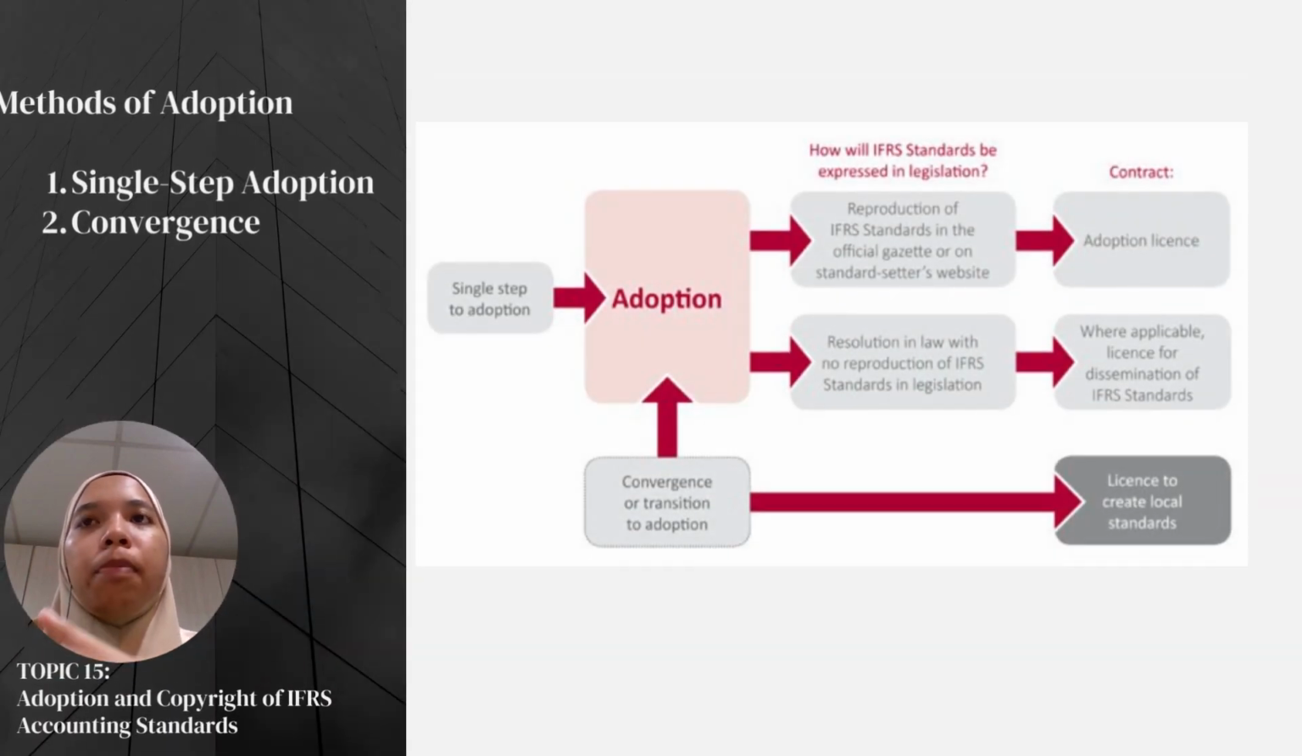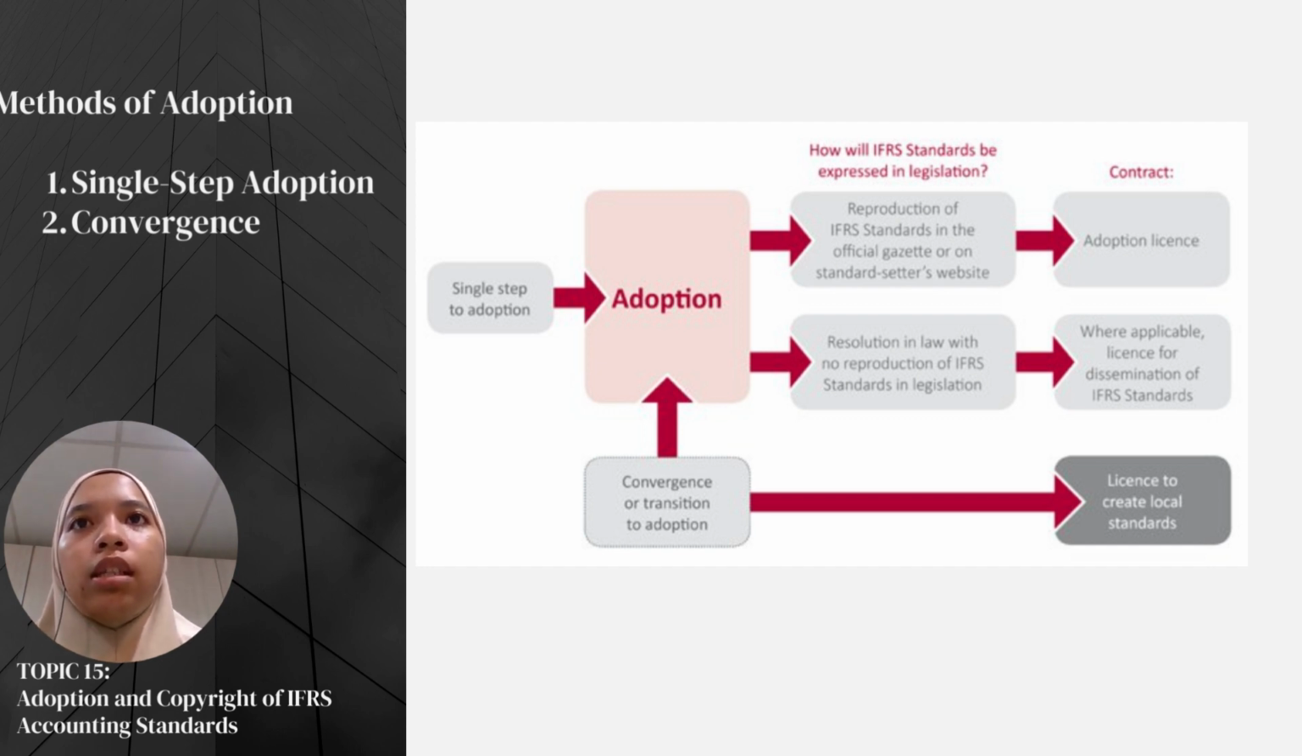Okay, so this is the simple graphic that you can understand on the methods of adoption. So we can see there is single step adoption, and then convergence or transition to adoption. The difference is that single step adoption is just adopting what is in the accounting standard and bringing it into the company or the country itself, while convergence is the adaptation, where there will be translation and some changes of language usually needed in the convergence adoption.